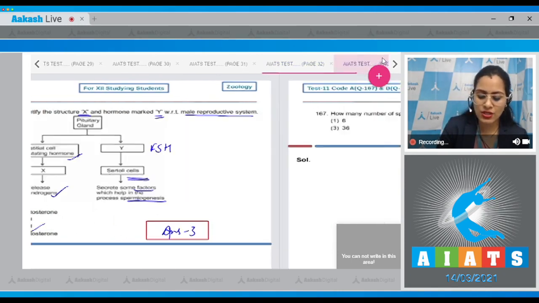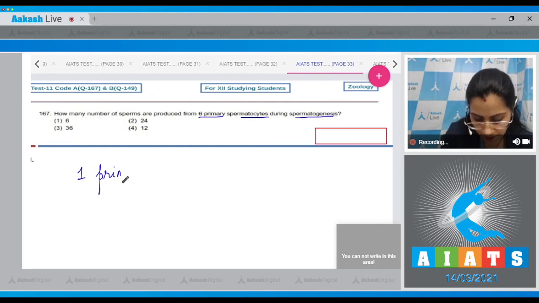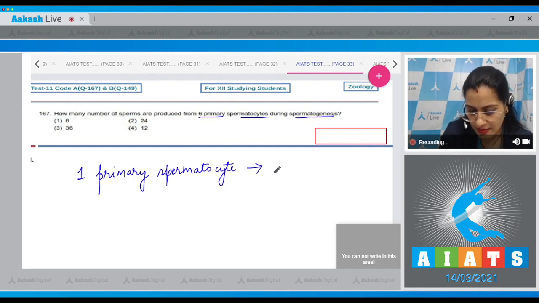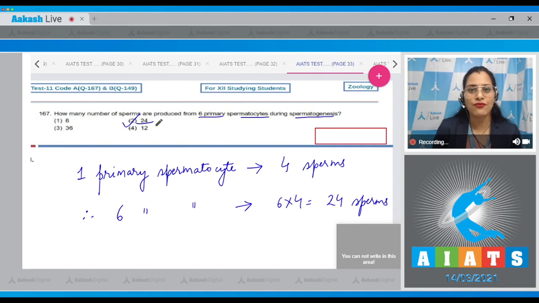Let's move on to the next question, which is question number 167. How many number of sperms are produced from 6 primary spermatocytes during spermatogenesis? 1 primary spermatocyte produces 4 sperms. So therefore, 6 primary spermatocytes will produce 6 into 4, 24 sperms. So the correct answer to this question is option number 2, that is 24. So the correct answer is option number 2.